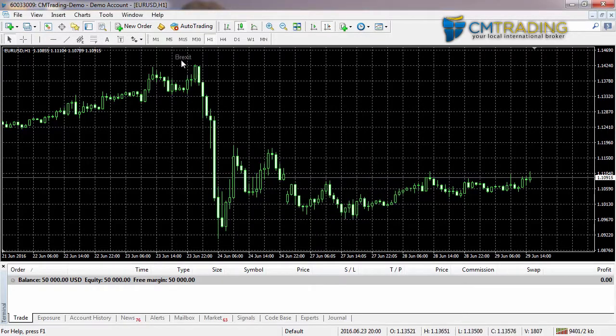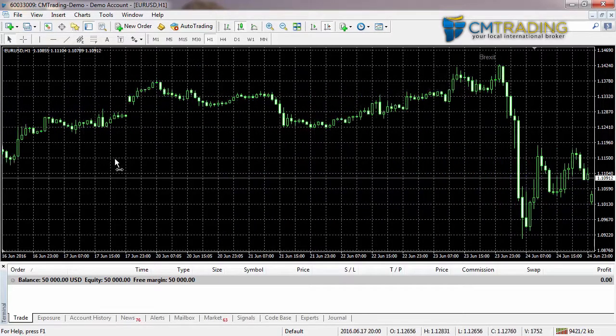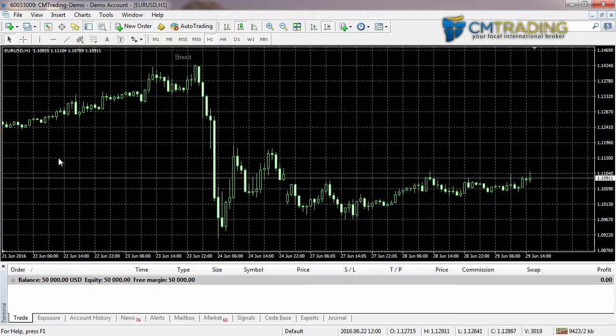So now I have a little note on here saying Brexit. So in a couple months time, when I'm using this part as my historical data, I'll know that this is from the Brexit outcome that happened, and I can make my decision based on that. You'll see as I scroll the chart, the text moves with it.